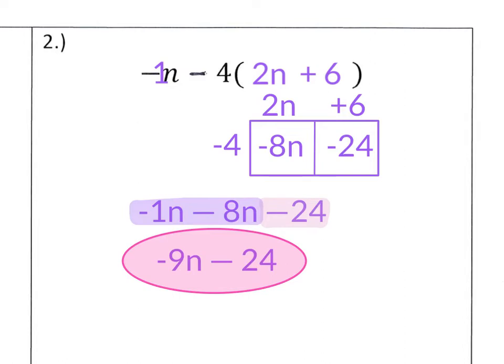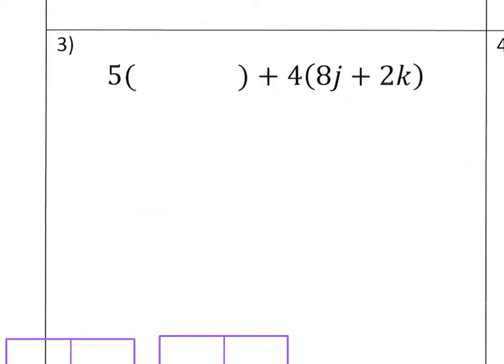Okay, let's try another one. Okay, so number 3 here, we are missing part of the expression, so I'm going to fill that in first. Okay, so the missing part was this j plus 3k. So the first thing I'm going to do is add a 1 in front of the j to remind me that that is a 1j. Then when I look here, I see I have a 5 being multiplied by 1j plus 3k.